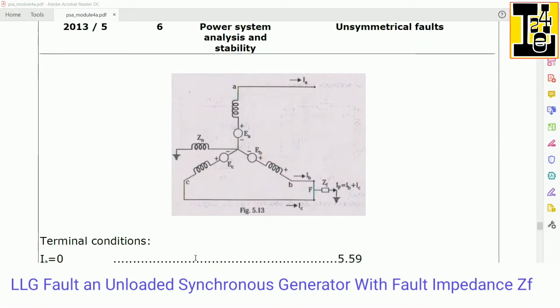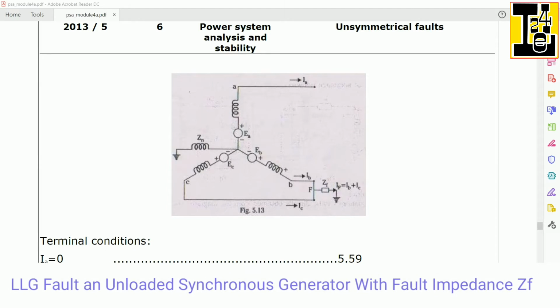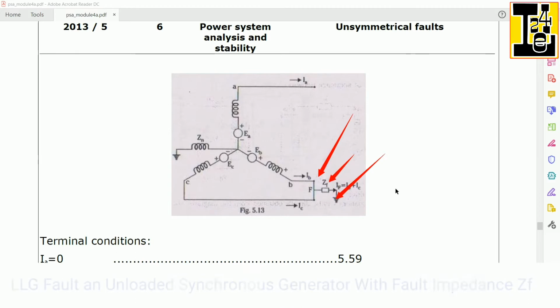Dear students, let us find the expression for the fault current when an LLG fault takes place on the terminals of an unloaded synchronous generator. Let us assume the fault is taking place between phase B and phase C. Further, it is short circuiting with the ground via ZF. You can observe very clearly that it is an LLG fault with the fault impedance ZF.